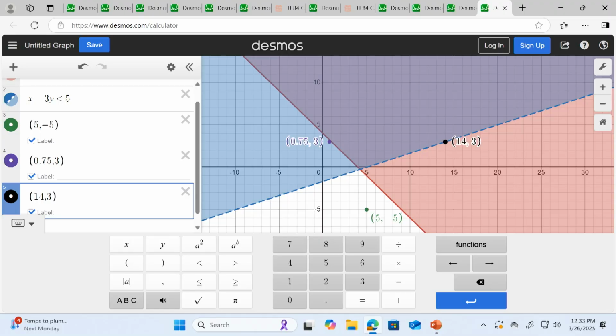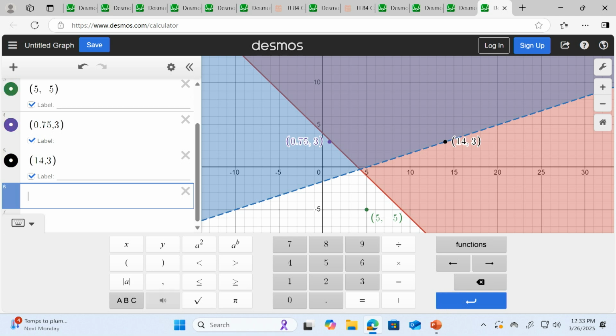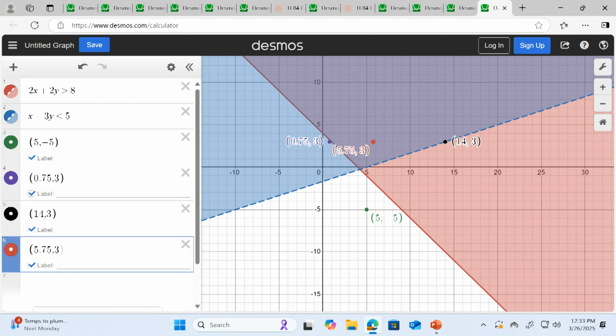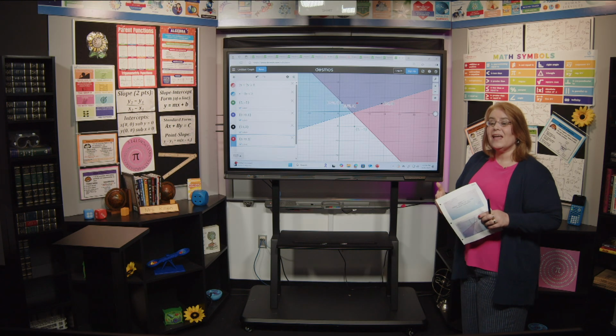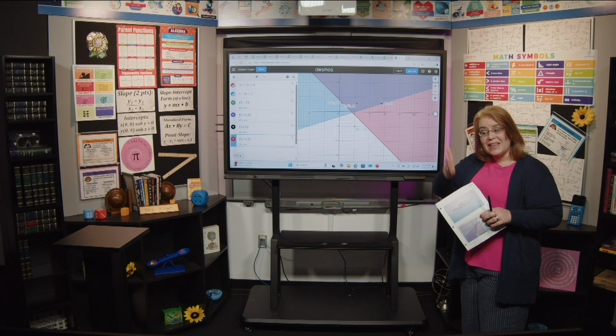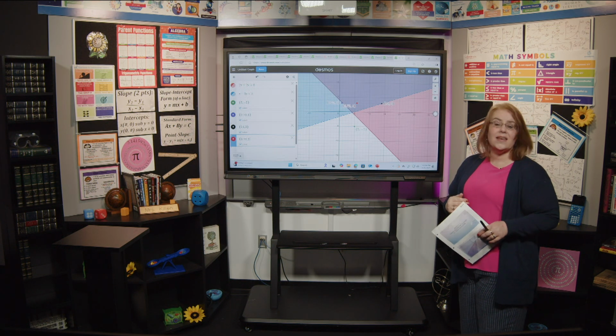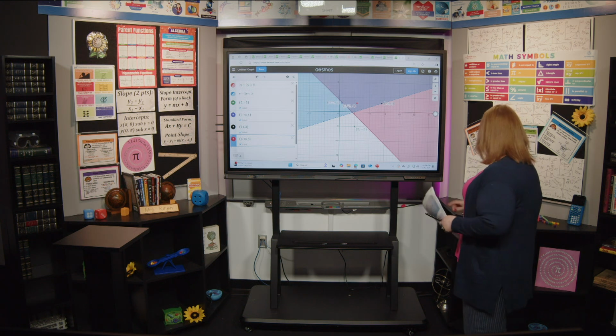So let's try another one. What if I tried this one? Let's do (5.75, 3), and let's label that one. That one is in my purple portion, so that could possibly be one of my answers. And there's many, many more that we could see. But remember, if it's on the solid, it can be a part. If it lies on that dotted line, it cannot be a part of that inequality system.